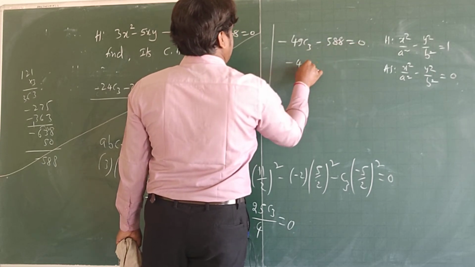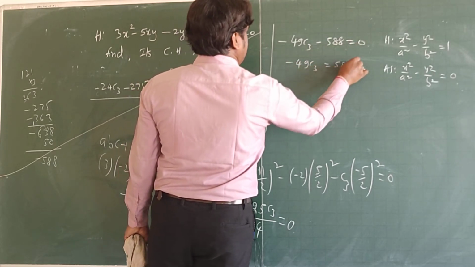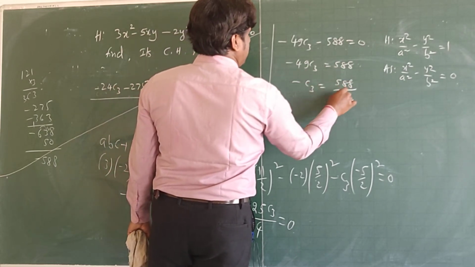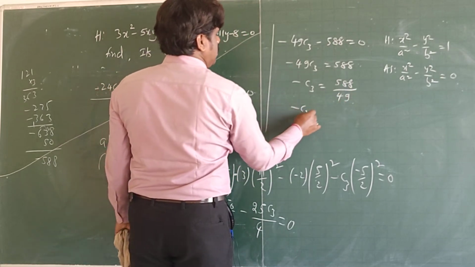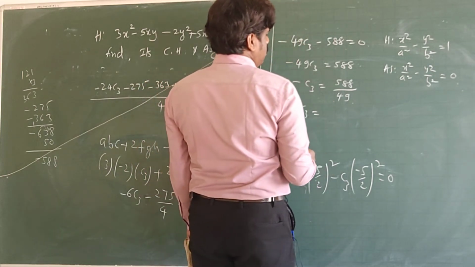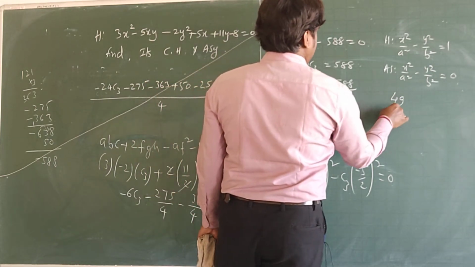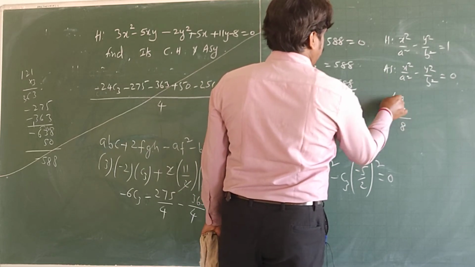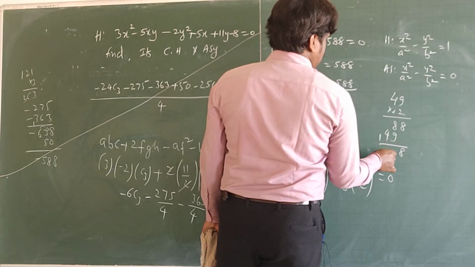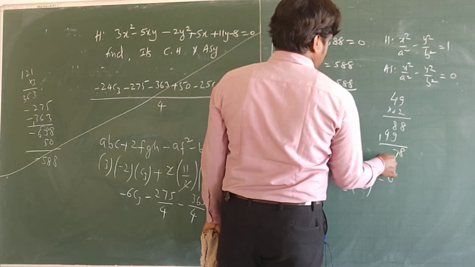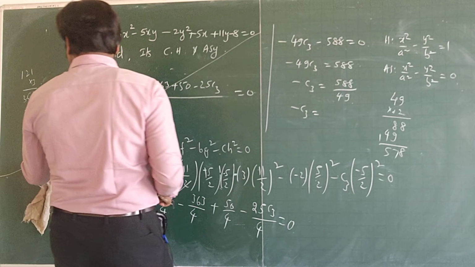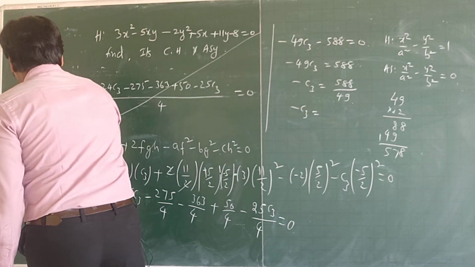So minus 49 c3 is equal to 588, and c3 is equal to 588 by 49. We can cancel this if possible. Taking 49 into 12: 2 nines are 18, 2 fours are 8, giving 588. Right, it's 588, not 578.